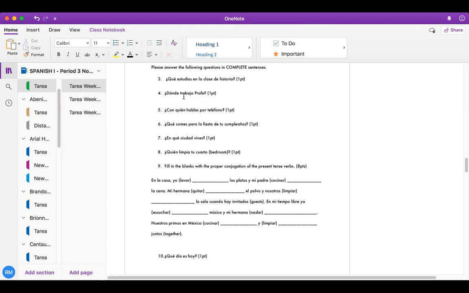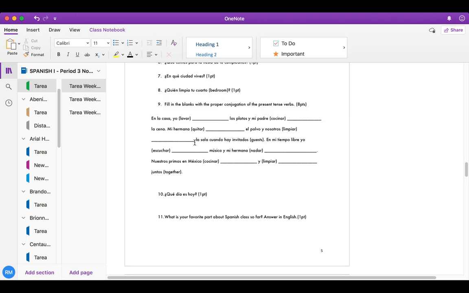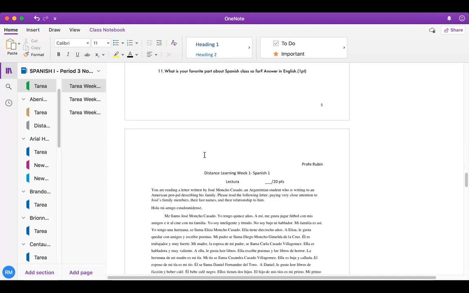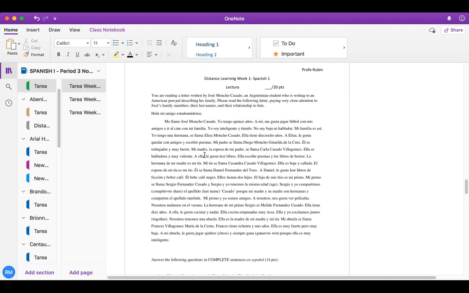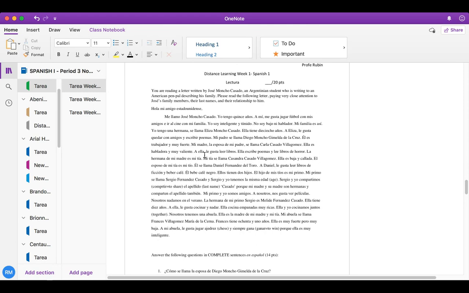However, in this one, ¿Dónde trabaja profe? Where does profe work? I don't need you to answer in the yo form. I need you to answer in the he form because you're talking about him, profe. Okay? The fill in the blank here is essentially the same thing as it was above that we went through together. And then we get to the long paragraph.